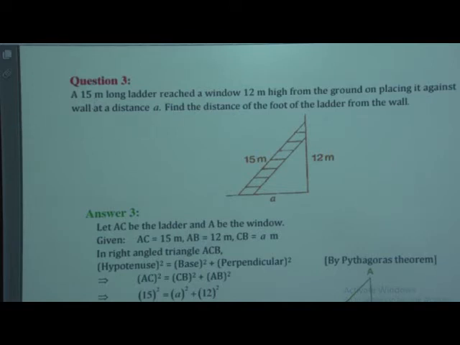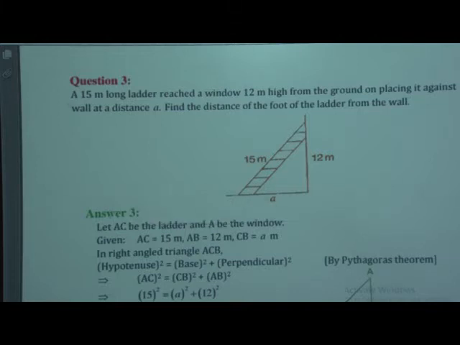A 15-meter long ladder reached a window 12 meter high from the ground. On placing it against the wall at a distance A, find the distance of the foot of the ladder. Suppose this is a wall, this is a ladder, this is a wall. What distance is the ladder away from the wall?